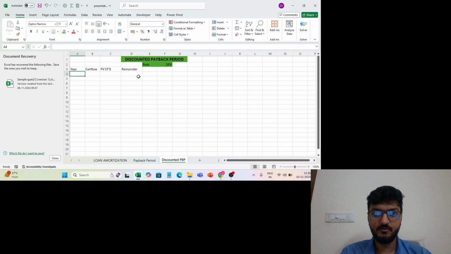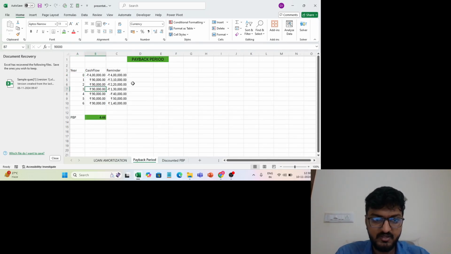Hello guys. So let's start with the discounted payback period. Since we have already seen what payback period is, nothing but how much time you would take to break even, and we are getting 4.44 here. But the limitation in payback period is we are not considering the inflation. So we are assuming that the 90,000 at year 1 is the same as 90,000 at year 4. But no, right?